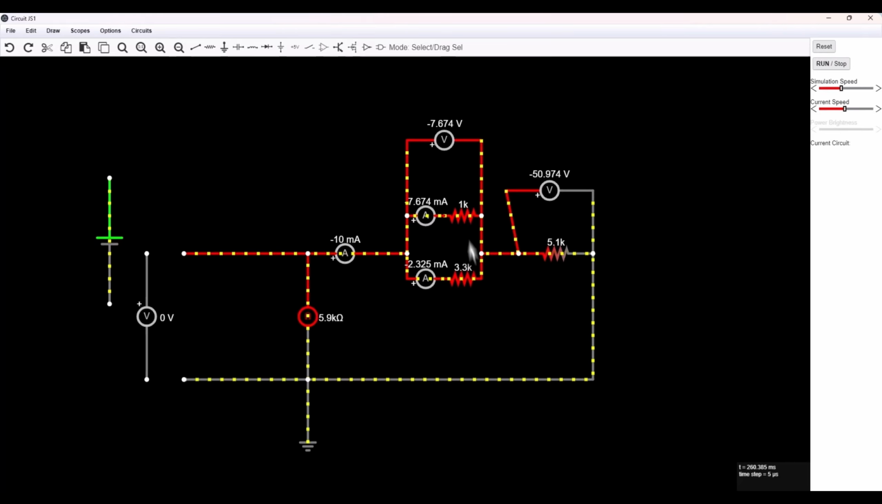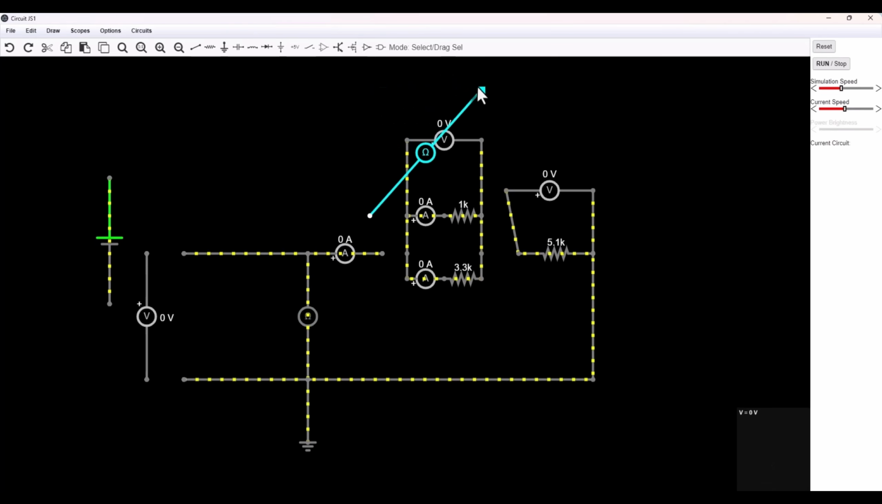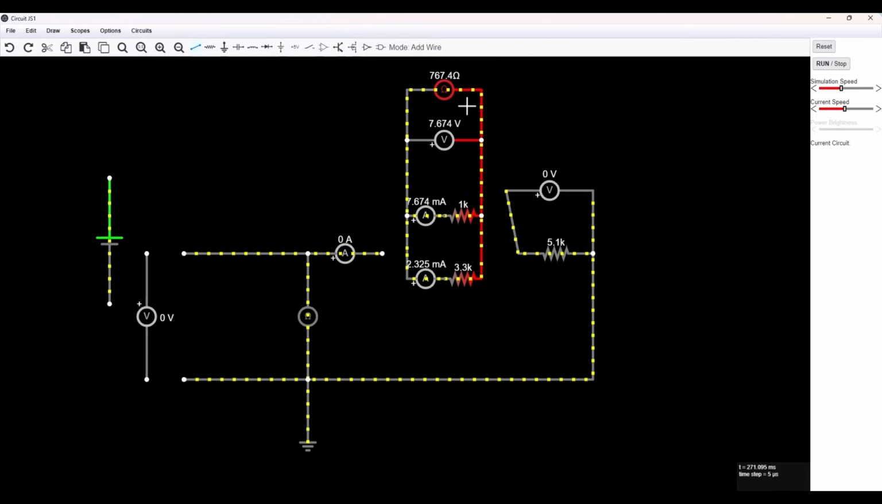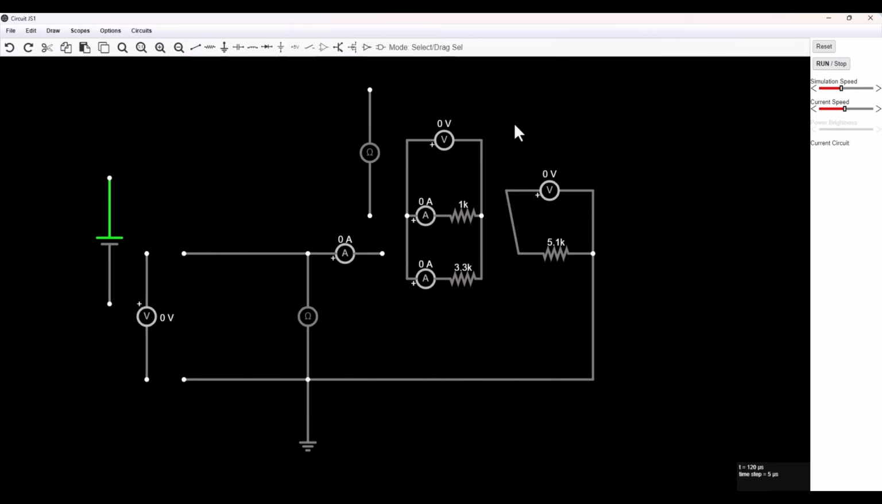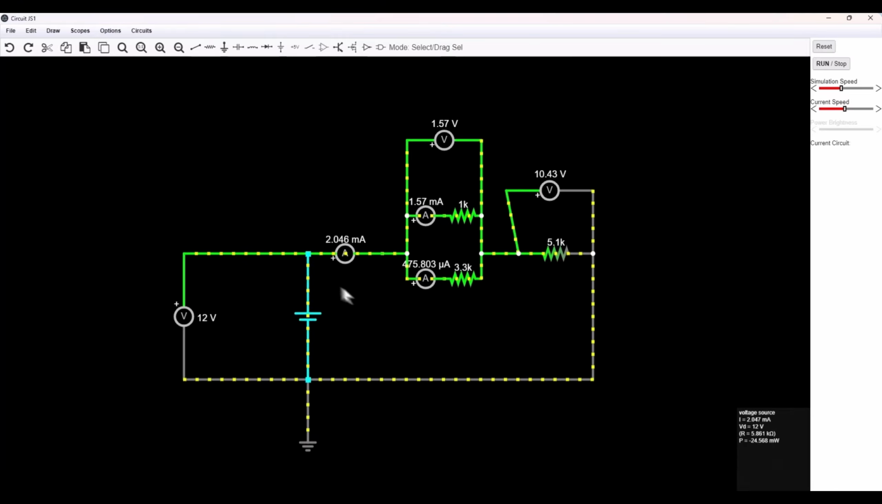Then we need the R23, the total resistance of these two. We can disconnect these two from the whole system, then connect the ohm meter over here, and connect it like that. So we have 767.4, which is okay. Control Z, move to the previous parts. Okay, we do have everything that we need.